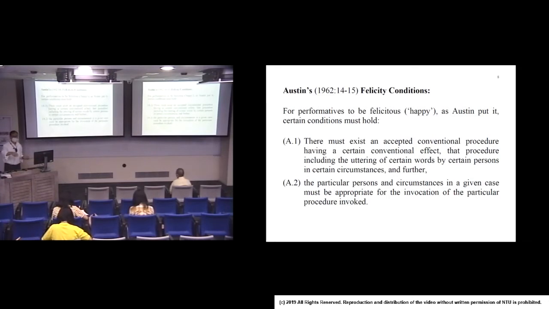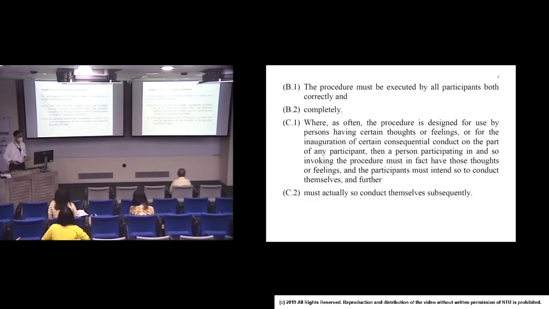And so it has to be the right person to sign that. So this is all, again, part of the felicity conditions, the right things. The procedure also has to be executed by all the participants correctly and completely. So if you're the presiding judge or priest or whoever is doing the wedding, you can't just do part of the whole ceremony and then expect it to have effect. You have to finish everything. You have to do it all.